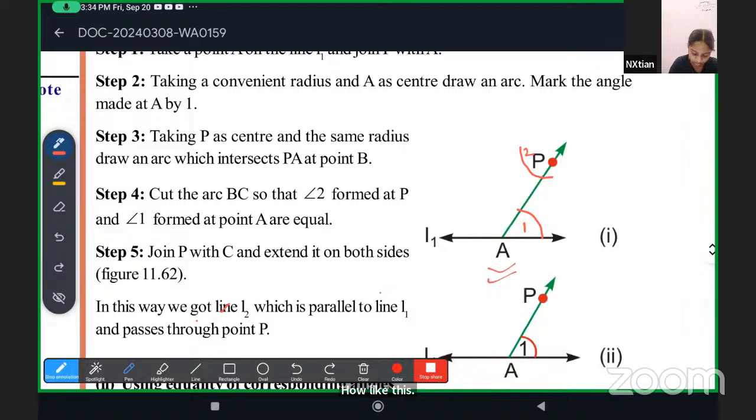Ma'am, should I make a line through P cutting the arc 2? Yes, like that, a little up, a little up. Yes, like this. Okay, you have to make it. Name it L2.